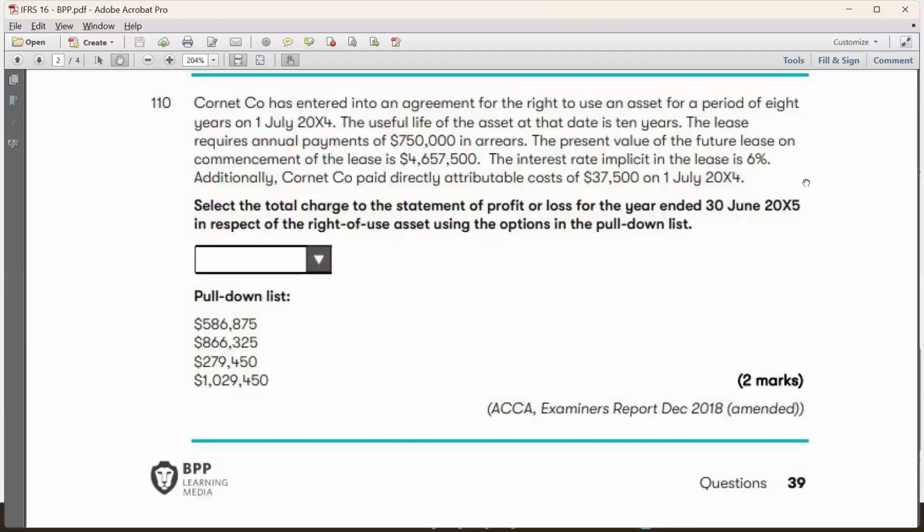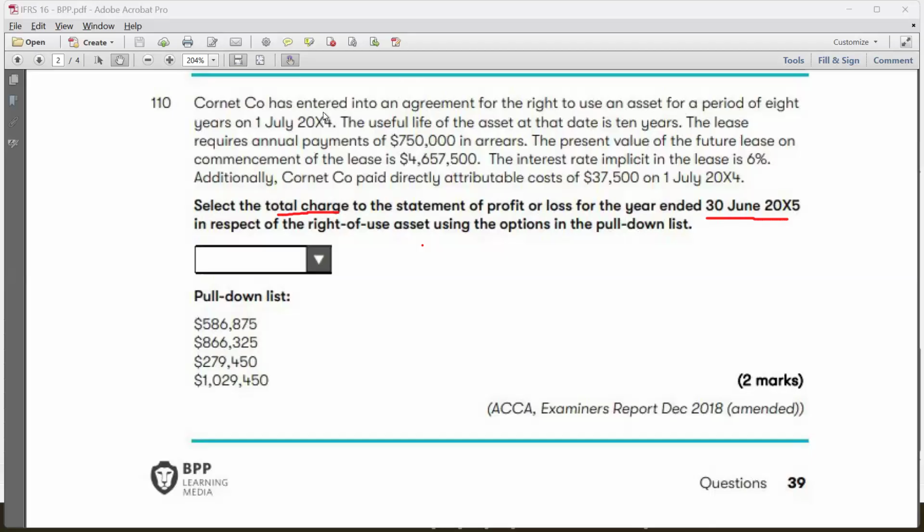Okay, we have this: select the total charge to the statement of profit or loss for the year ended 30th of June 20x5 in respect of right of use asset using the options in the pull down list. This is similar to the question that we have done before, where, as I told you, whenever there is a question of total charge to profit or loss, it will always be the depreciation and the interest. For the year 30th of June 20x5, this has one small addition which the previous question did not have. Previous question was very simple.